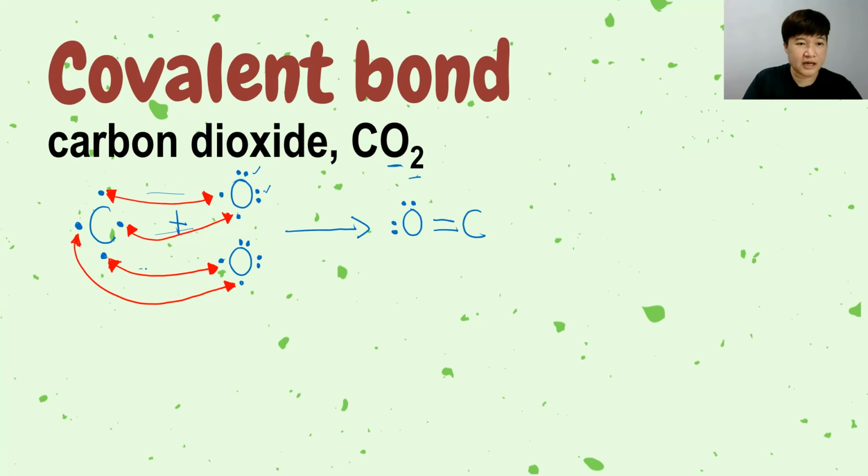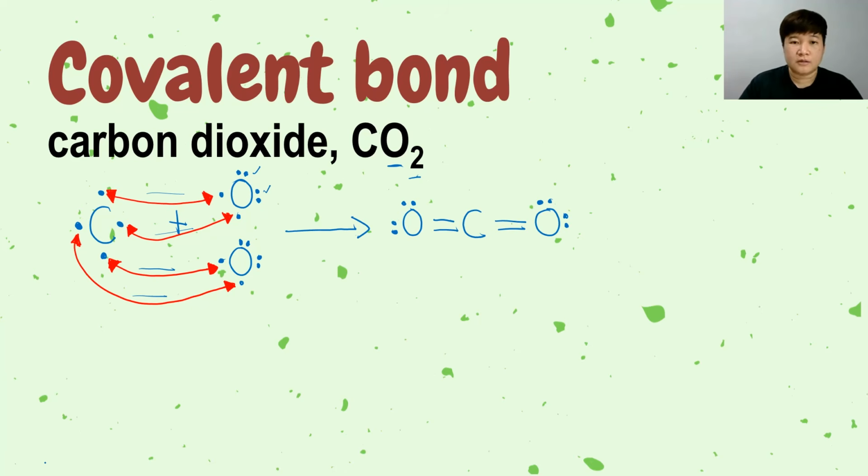Okay? With the other oxygen, carbon forms one bond, two bonds, so a double bond with the oxygen. Another two lone pairs on the second oxygen. And that's how your carbon dioxide Lewis structure looks.